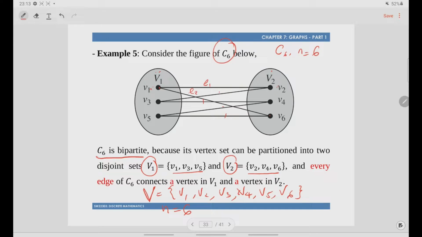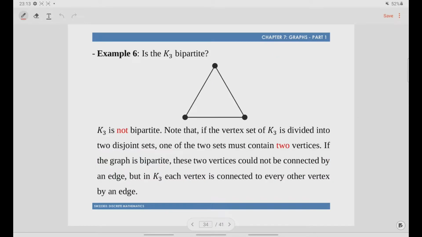So maybe in the exam the question is, I give you one graph and please determine whether the given graph is bipartite or not. So later I'll show you how to actually answer that kind of question. Okay, this is just an example. Never mind. Later on I'll show you how to answer this kind of question, to determine or identify whether the given graph is bipartite or not.